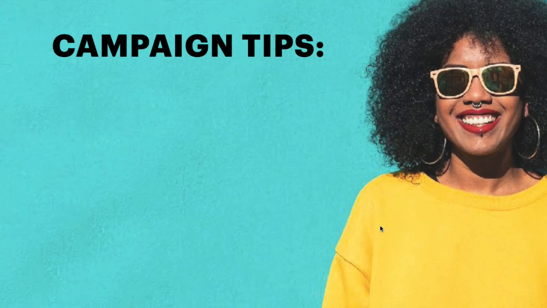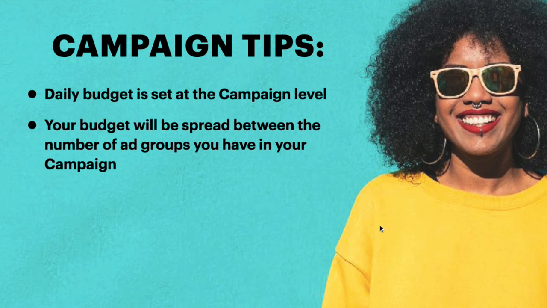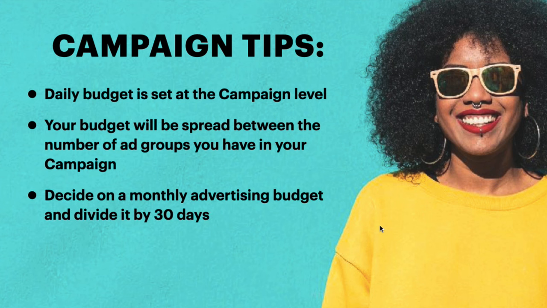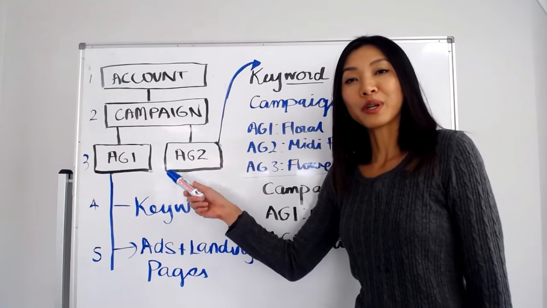For campaign level tips, remember that your daily budget is set at the campaign level. This means the more ad groups you have in your campaign, Google will have to spread your budget between the number of ad groups you have. If this is your first campaign, don't worry too much about crunching the numbers yet. Simply decide on a monthly advertising budget that you're willing to spend and divide it by 30 days. You can always go back and change it. For example, I usually start at $10 per day and then adjust my daily budget over the days and weeks. The third level is ad groups.